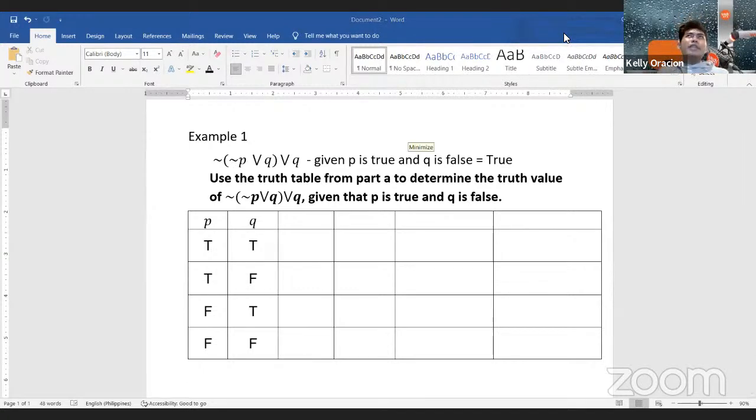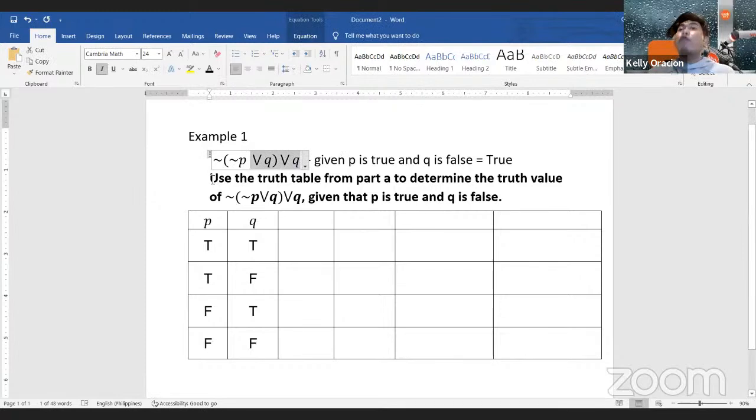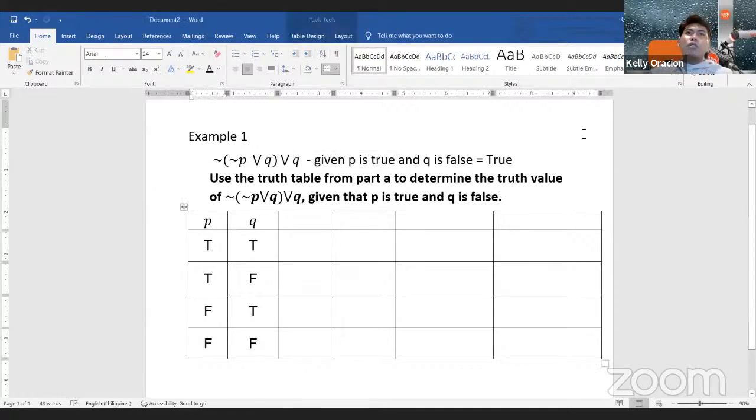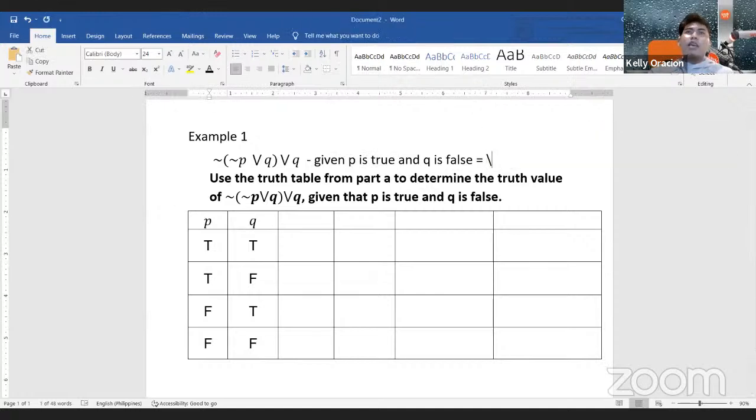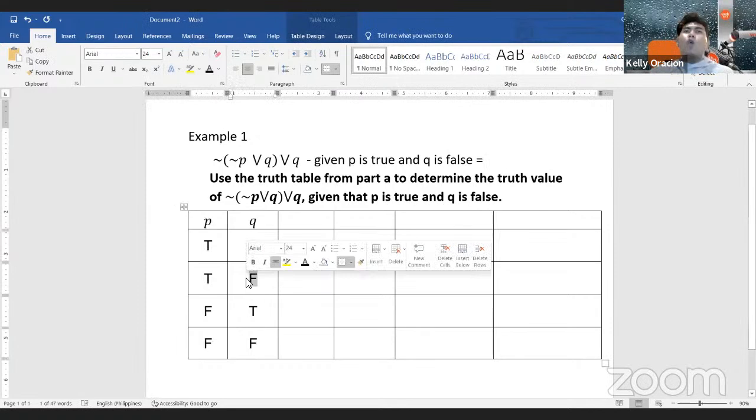Now, the first step, kasi you are going to construct a table, no? Construct a table ito para masagutan mo itong follow-up question. Again ha, in order for you to answer the question, you need to construct the table of the given statement first. Kasi kailangan mo, if given ang P is true and your Q is false, what will be the truth value for that? So, gagawa ka muna ng table.